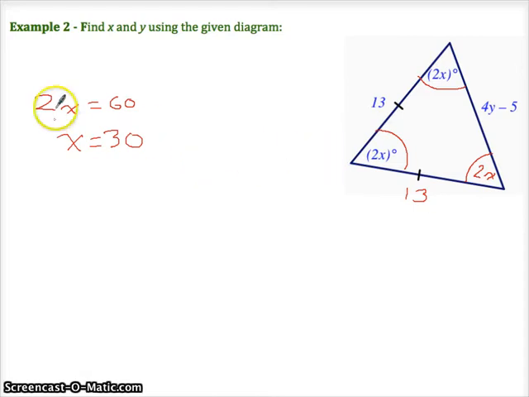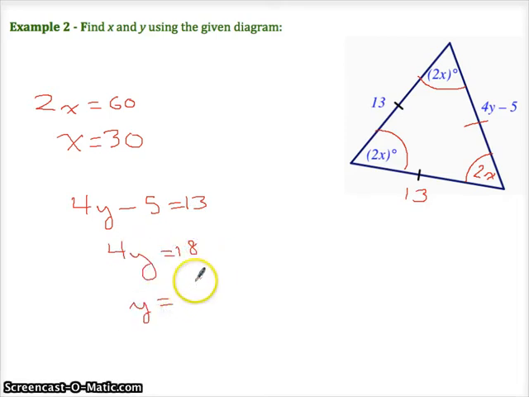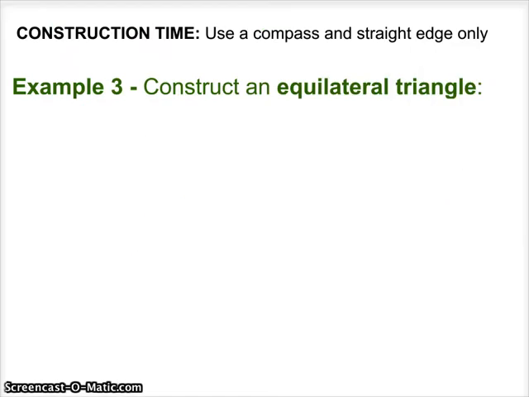Okay, well, now since I know it's an equilateral triangle, this side is 13, this side is 13, I have to know that this side is 13 too. If all the angles are congruent, all the sides must be congruent. So 4y minus 5 must also be 13. 4y is 18, and y is yucky. 18 divided by 4 is like 9 divided by 2, which is 4.5. Either way, it's fine on that one.